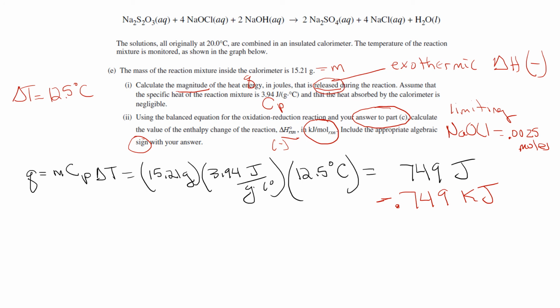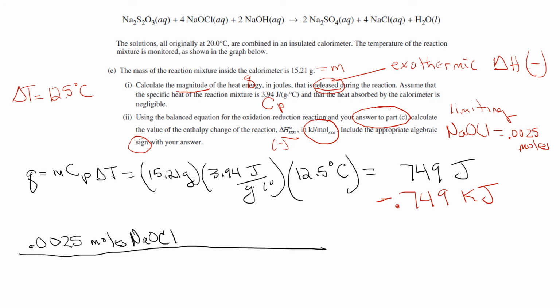They want you to start with what you know from part C. So I'm going to start there. I know that I have that many moles of sodium hypochlorite. Okay? And I also know from the balanced equation, because they're telling me to use the balanced equation, that if I have 4 moles of that reactant, that will result in 1 mole of the reaction. 1 mole of the balanced reaction. Okay? You're always going to use that to figure out the moles of reaction.